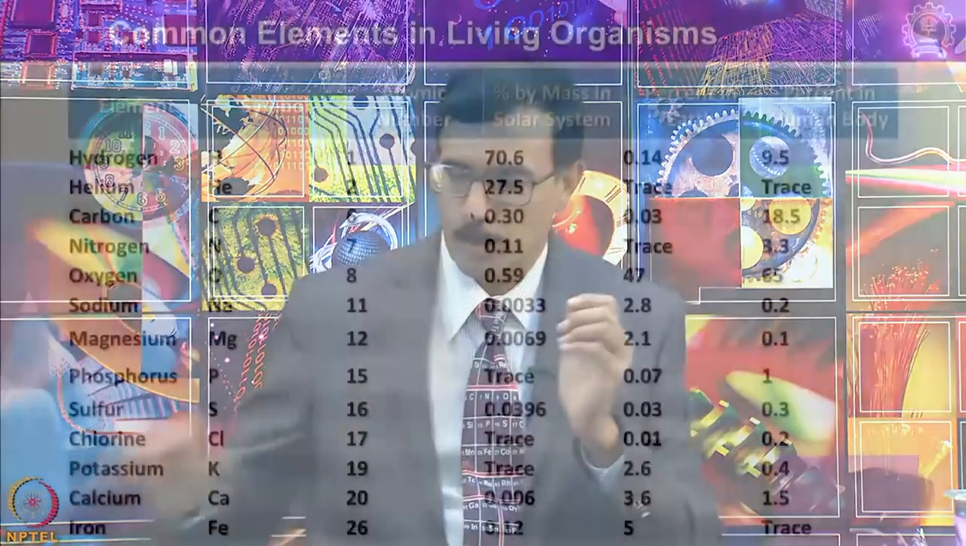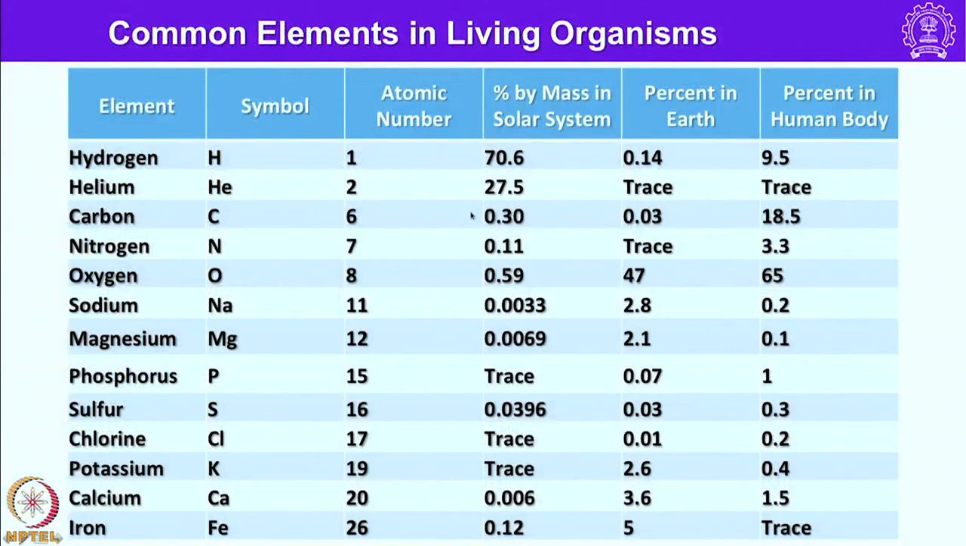Nitrogen is a rare element on the Earth, but it is a major component of proteins, the working molecules of life, that is DNA, RNA and all those things. And let us look into the common elements in living organisms. Most of these elements, whatever I have shown, are by mass in the solar system. You can see here hydrogen is the major one, accounting for 7.6%, and helium 27.5, and iron is 0.12. That means potassium, chlorine and other elements are present in trace quantities.